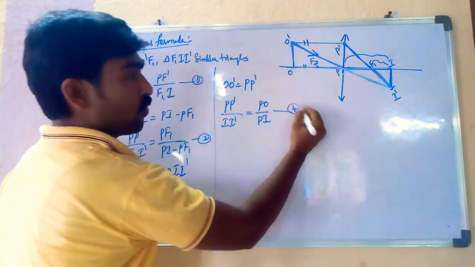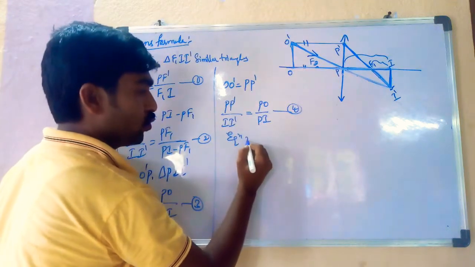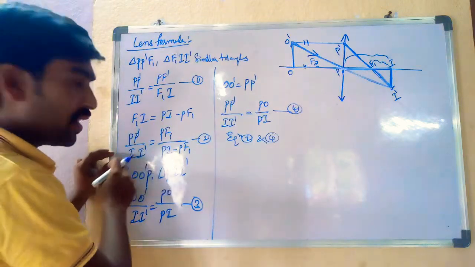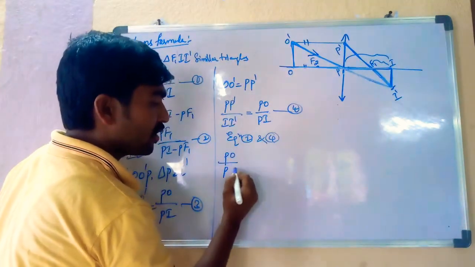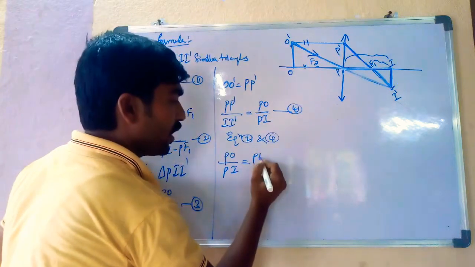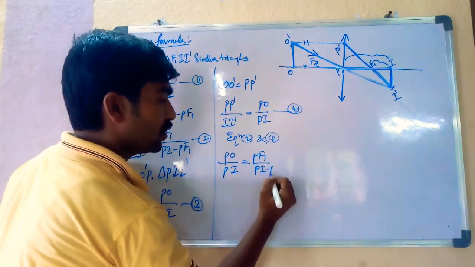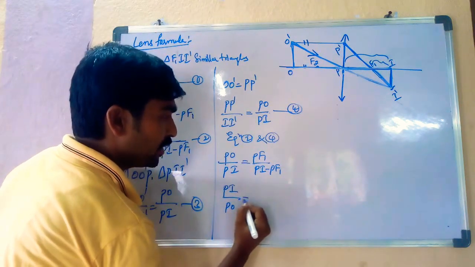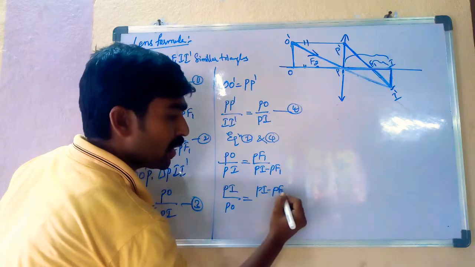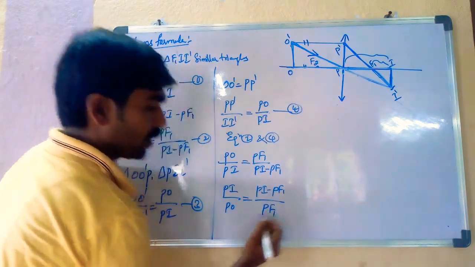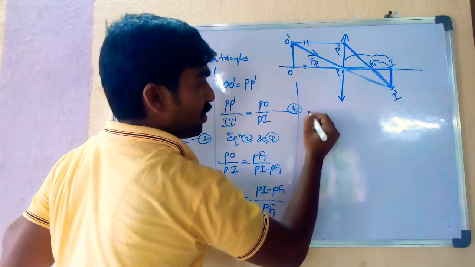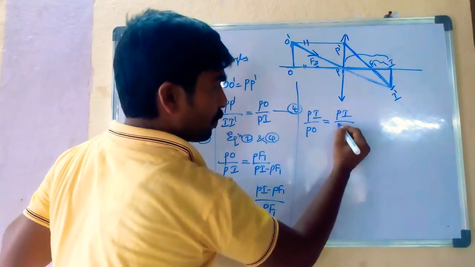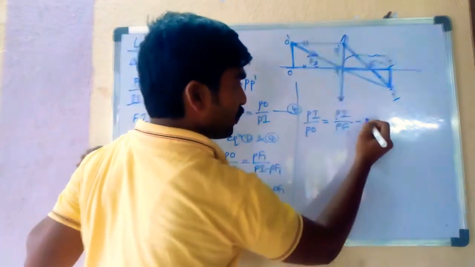Then P dash by I dash is equal to P O by P I. Equation number 4. From equations 2 and 4, we have P O by P I is equal to P F1 by P I minus P F1. Then I am writing it like this: P I by P O is equal to P I minus P F1 by P F1. Then dividing, P I by P O is equal to P I by P F1 minus P F1 by P F1, that is, minus 1.